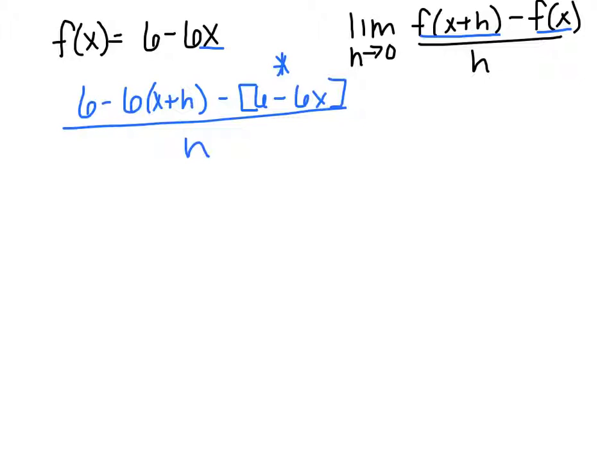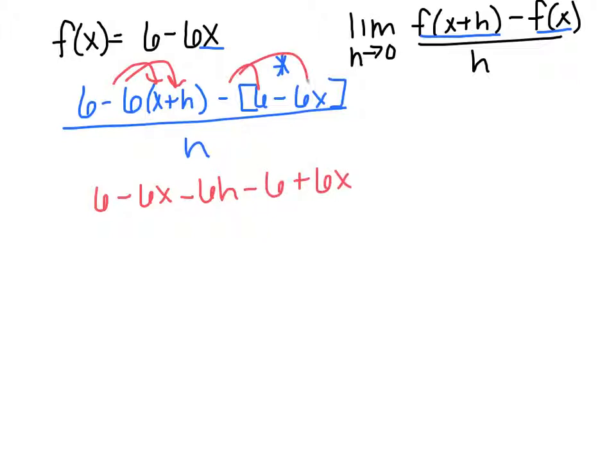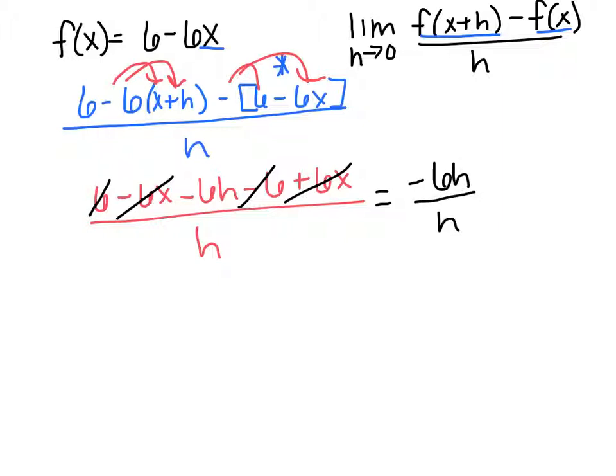All right, so let's clean up the top. 6, distribute, minus 6x, minus 6h, minus 6 plus 6x. So the whole thing's over h, so let's do some canceling here. This 6 and negative 6, negative 6x and positive 6x. So I'm left with negative 6h over h. When we cancel the h's, my slope is negative 6.